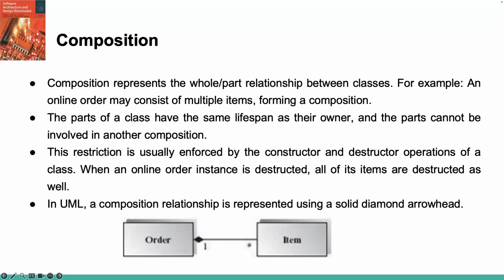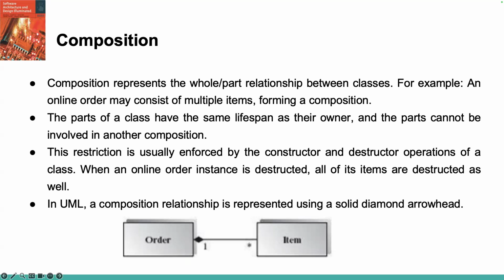Composition represents a whole-part relationship between classes where the parts are tightly bound to their owner. One example of composition can be found in an online order system. An order object may consist of multiple item objects, forming a composition. In this type of relationship, the parts, in this case the items, share the same lifespan as the owner, that is the order. The items cannot exist independently or be part of another composition.